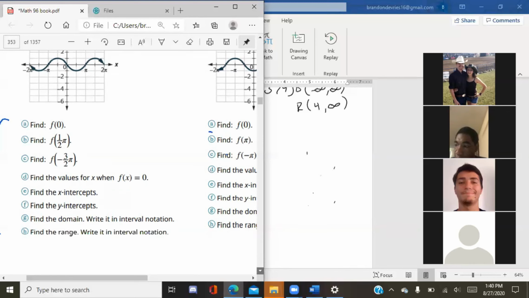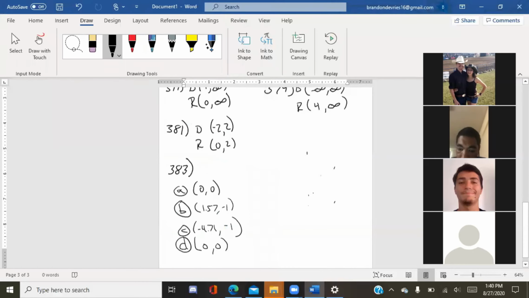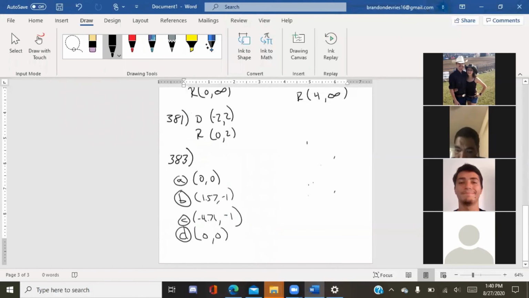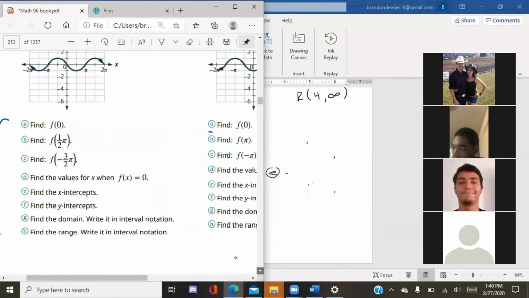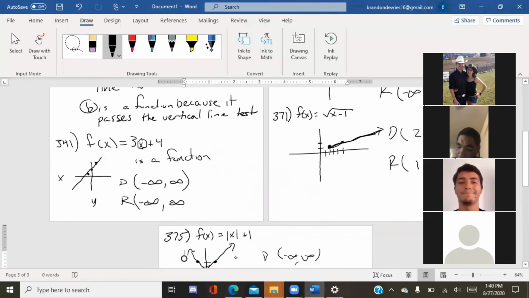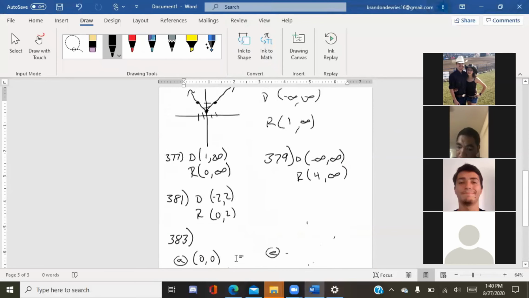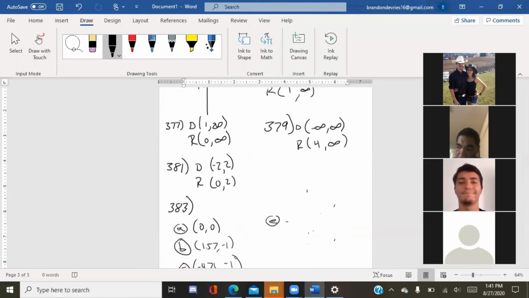So negative 2 pi, pi, and then 0. For E, isn't it negative infinity and infinity, both of them, because it has arrows on both sides? That's what I was thinking. So negative infinity and infinity. Okay, we'll go with that.